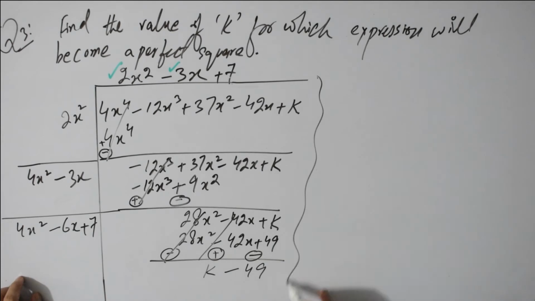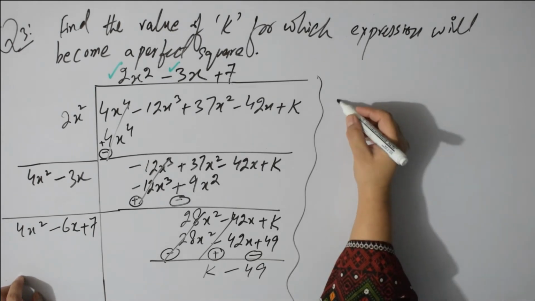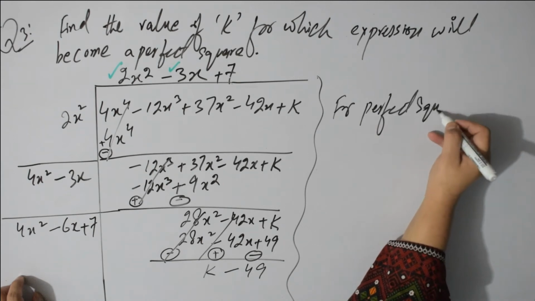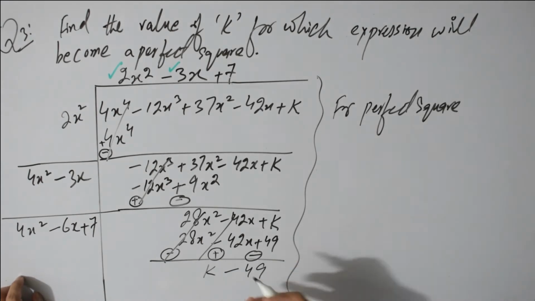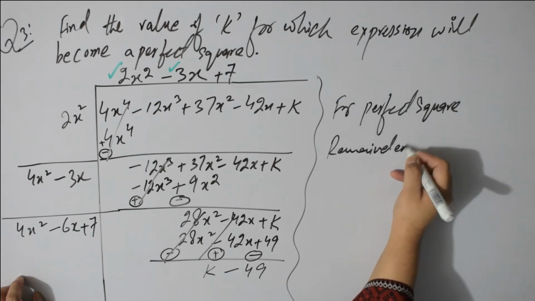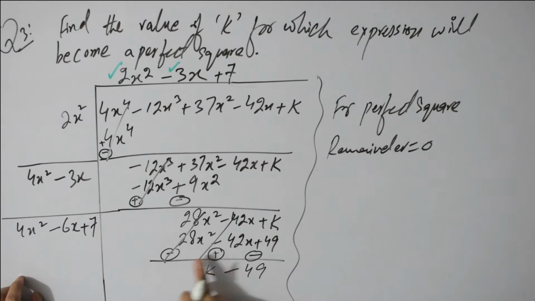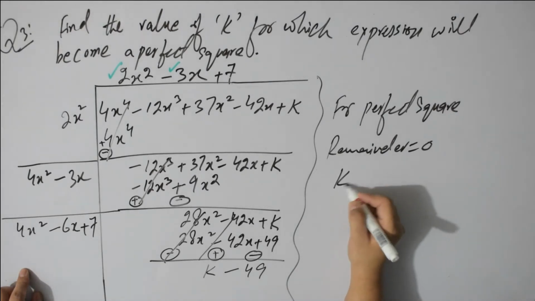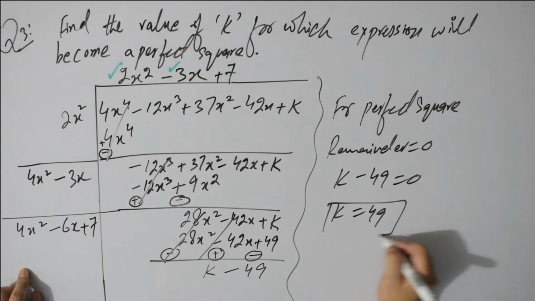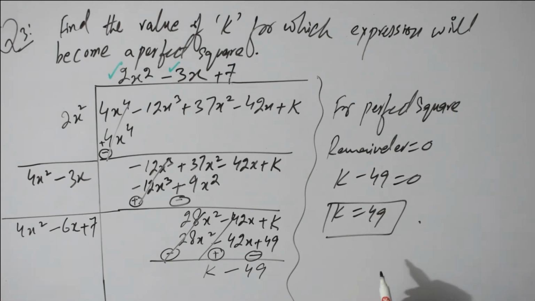Now this is my remainder, but you know, for a perfect square root, the remainder should be 0, as you have done in your question number 2. In all parts you see your remainder was 0, so here 0 is not coming, so we should equate this equals to 0. k minus 49 is equal to 0, so k is equal to 49. This is the value of k.